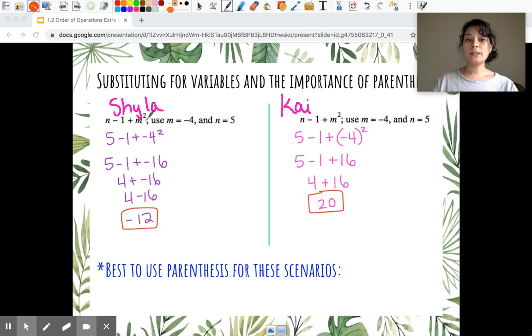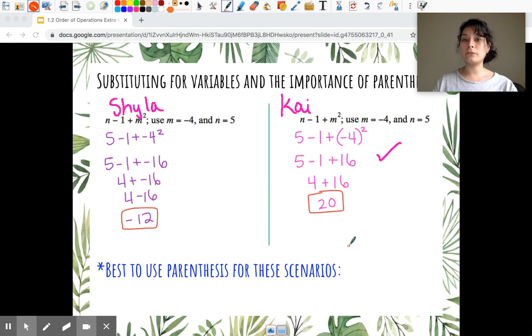Well, when you think about it, we wanted to square the value of m. Well, what's the value of m? Is it 4 or is it -4? Well, when I look over here, the entire value of m should be a negative, meaning I also want to square that negative because it's part of the value that I'm substituting. So Kai, again, is actually correct here because when he did it, he included that negative in parentheses.